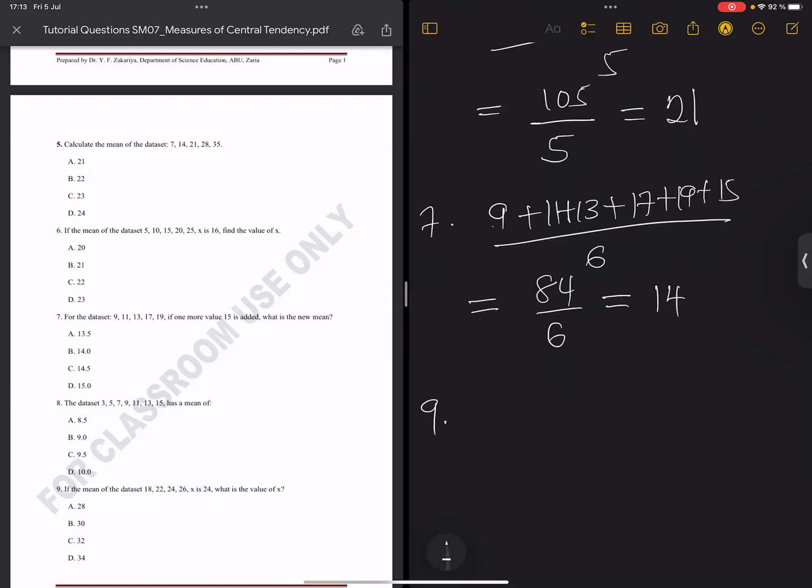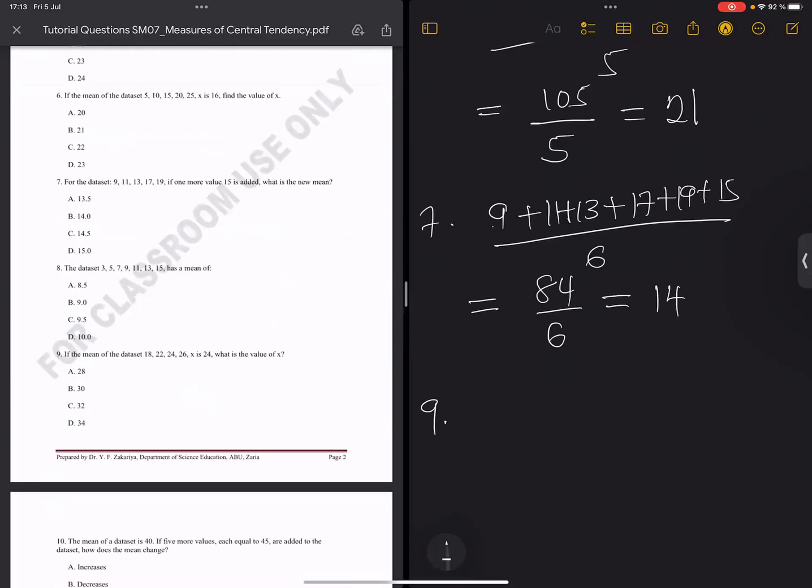That is problem 9. So we have to take it a little bit gentle here. Look at this problem. It says, if the mean of the data set 18, 22, 24, 26, x is 24, what is the value of x? If the mean of this data set is 24, what is the value of x? So this is also a simple arithmetic problem. We use our definition for mean, and then we proceed from there.